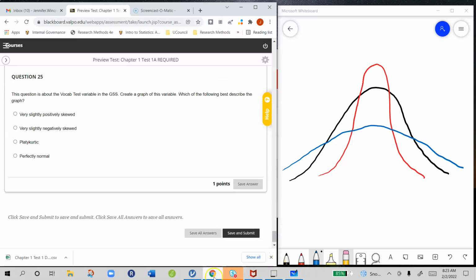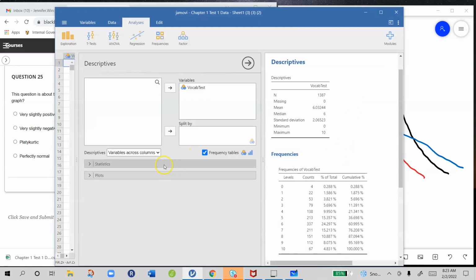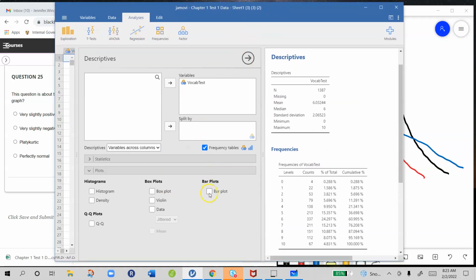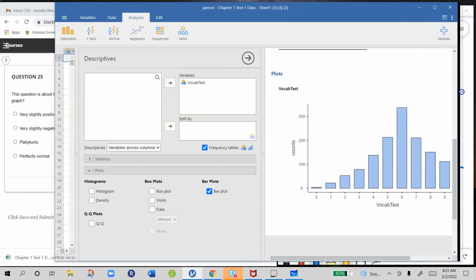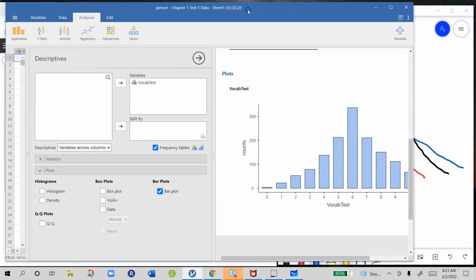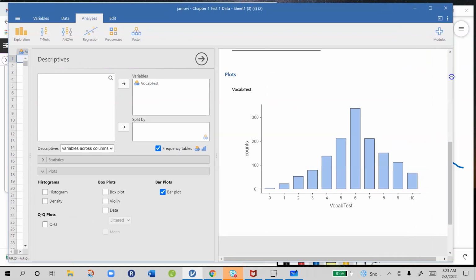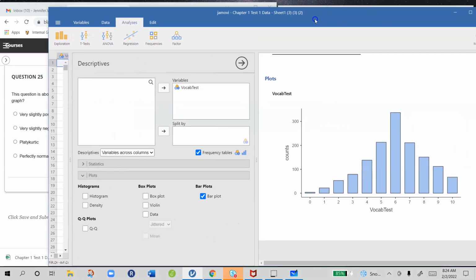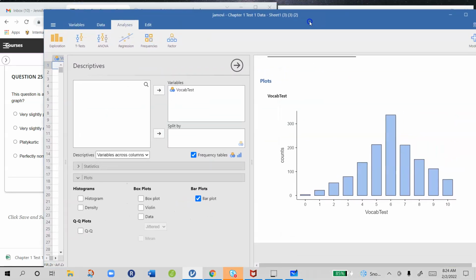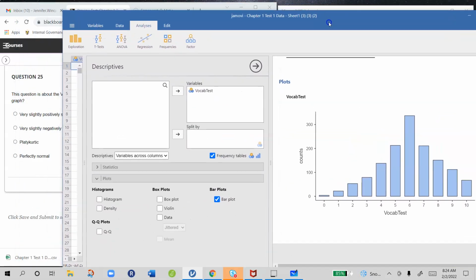All right, next, we're going to graph the data. To graph it, we're going to click on Plots. I'm going to look at a bar plot here, because my data are discrete, so a bar plot is more appropriate than a histogram. If we look here at our data, this looks fairly normally distributed. There's a slight skew to the negative side, but it's very slightly negatively skewed. It's not perfectly normal, very slightly.